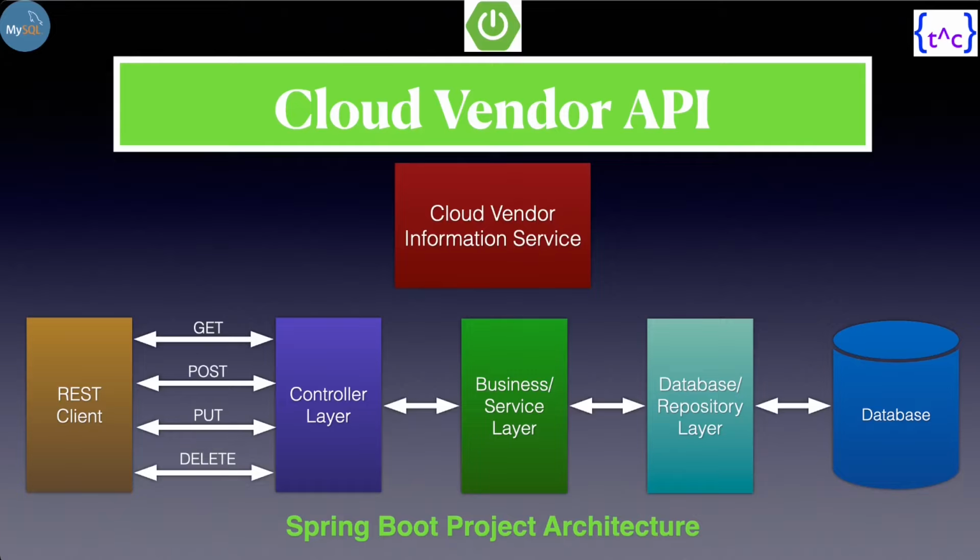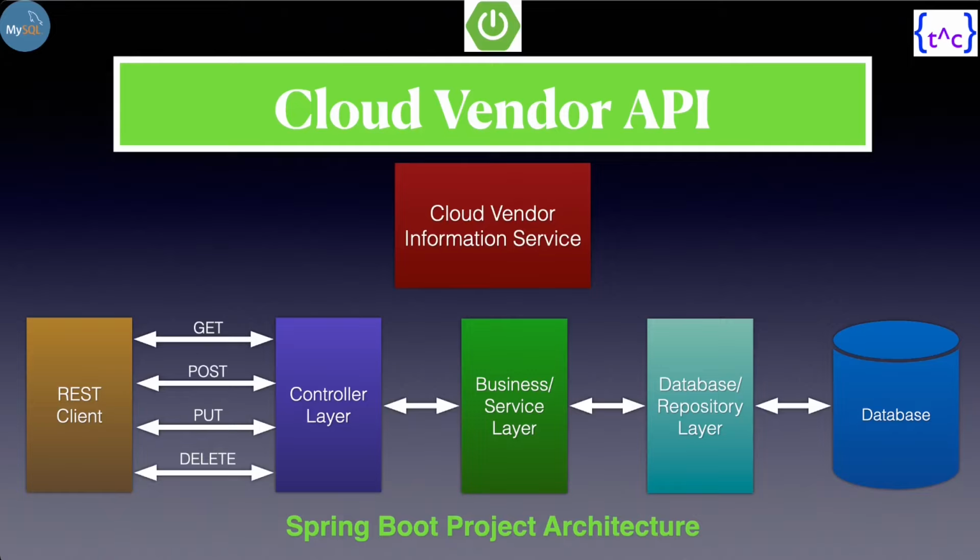Any database related operations will be performed in this layer. And finally, this layer will be talking to the database. Here in this scenario it is MySQL, but generically it can be any database. The database will perform the operation triggered by the repository layer, and then send the response back to the repository layer. The repository layer will send the response back to the service layer, and the service layer will send the response back to the controller layer. Finally, the controller layer will respond back to the REST client. That's how this entire functionality will work.